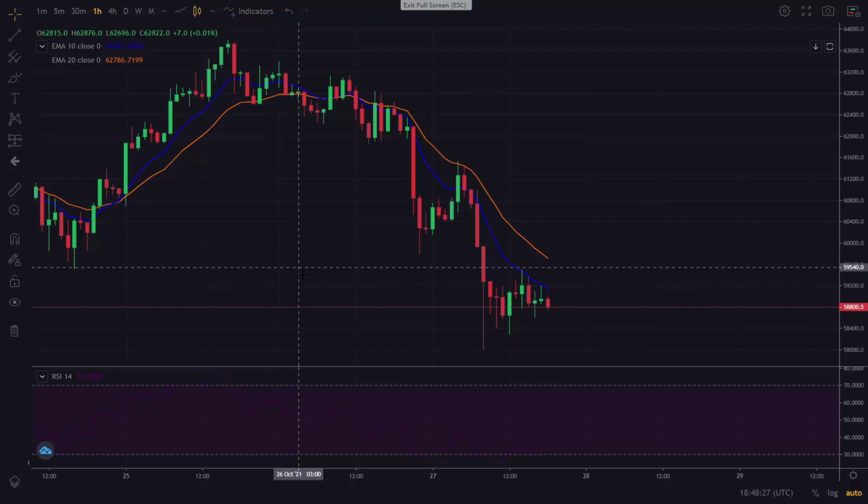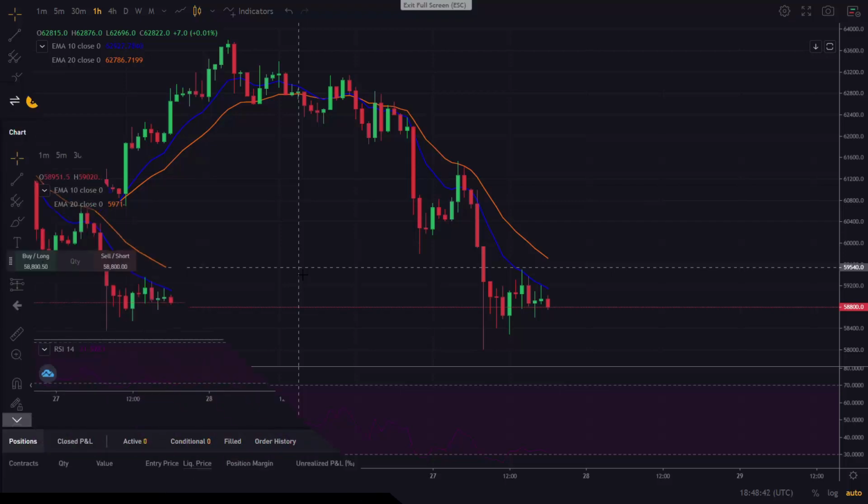But you could also use other indicators that suit your trading style, for example, Bollinger Bands, stochastic, or Fibonacci levels, depending on what you would like. And that brings me to the end of this strategy. I hope you're able to pick up a thing or two from this.